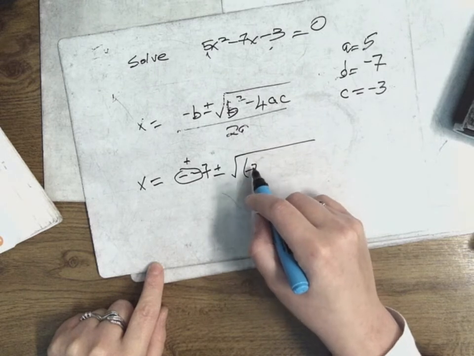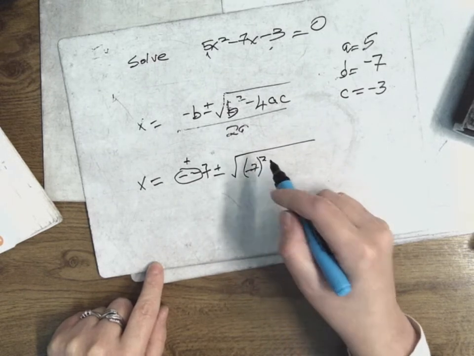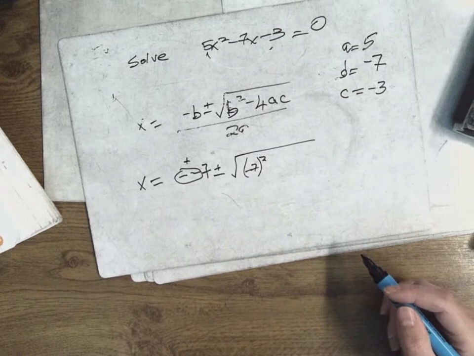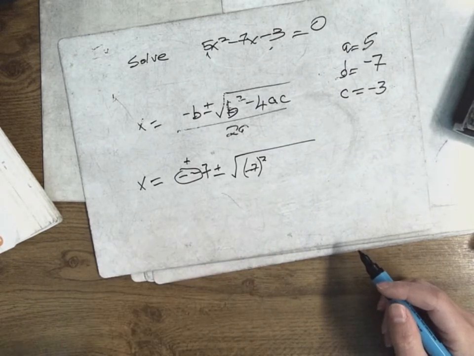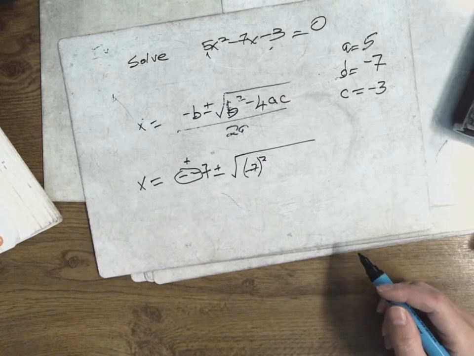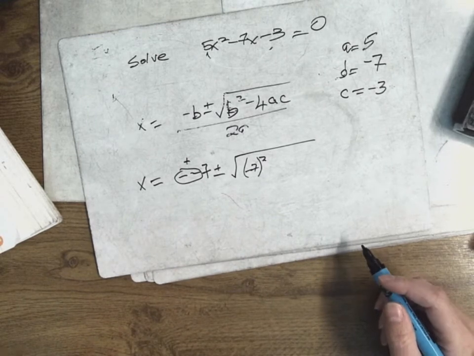Minus 7 to be squared, and put it in brackets because we're going to be keying this into our calculator. If you don't put it in brackets, the calculator won't square minus 7. It'll square 7 and put a minus in front of the answer, which is very different.